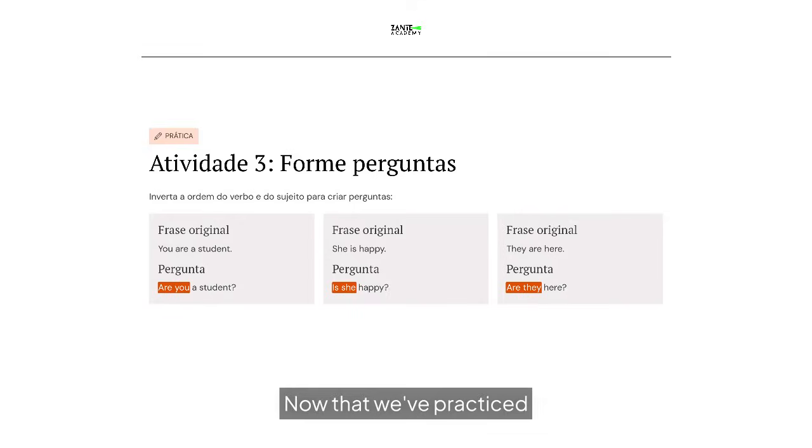Now that we've practiced forming negative sentences, let's take another important step in our learning journey. Continuing our course, we will focus on forming questions using the verb "to be." This skill is essential for effective communication, as asking questions allows us to engage with others and gather information. To create questions in English, we typically invert the order of the subject and the verb. This might sound a bit technical, but it's quite straightforward once you get the hang of it.